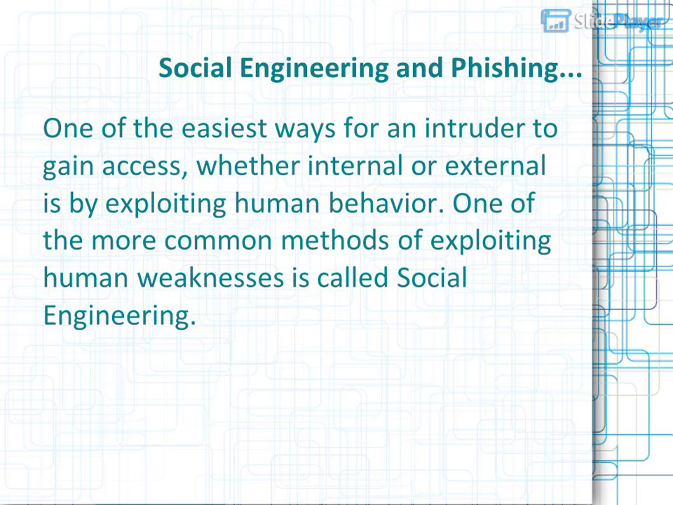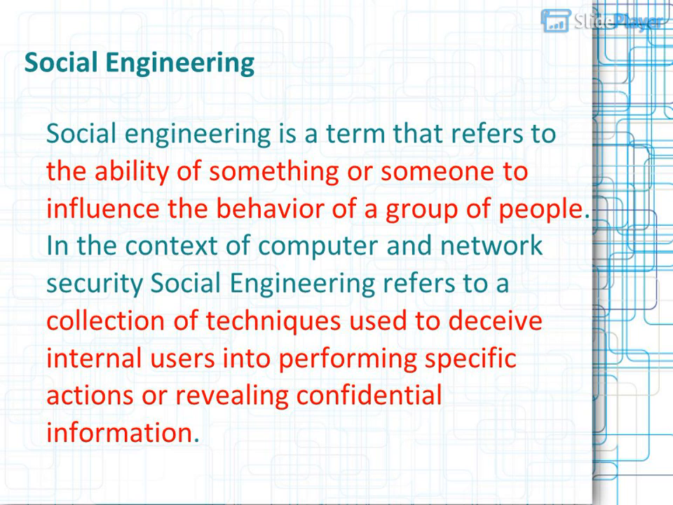Social engineering and phishing. One of the easiest ways for an intruder to gain access, whether internal or external, is by exploiting human behavior. One of the more common methods of exploiting human weaknesses is called social engineering. Social engineering is a term that refers to the ability of something or someone to influence the behavior of a group of people.